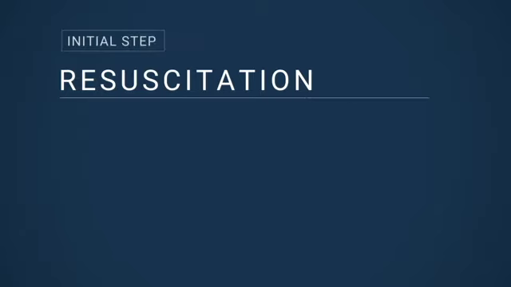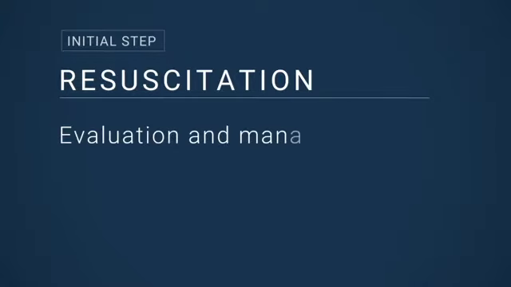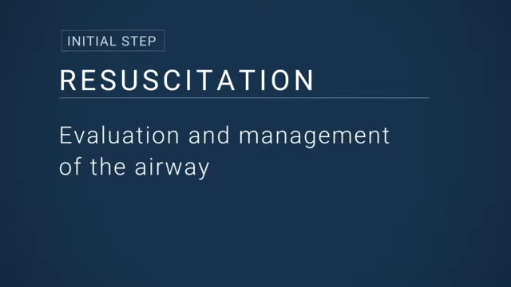So resuscitation of the poison patient looks a lot like resuscitation of any medical patient. The initial step is going to be evaluation and management of the airway. Now, the airway can be a critical issue, for example, in a patient who's ingested a caustic and has significant airway swelling, and we need to intervene early to prevent complete loss of airway. But in most poison patients, the issue around airway is really going to do with a decrease in mental status and loss of airway reflexes.